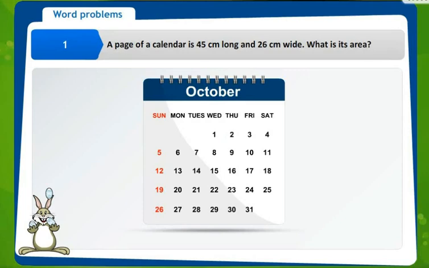Before the vacations, we have studied how to find area and perimeter for a square and rectangle. I will just revise in short. Perimeter of a square is equal to 4 into side. Perimeter of a rectangle is equal to 2L plus 2B. Area of a square is equal to side square, and area of a rectangle is length into breadth.